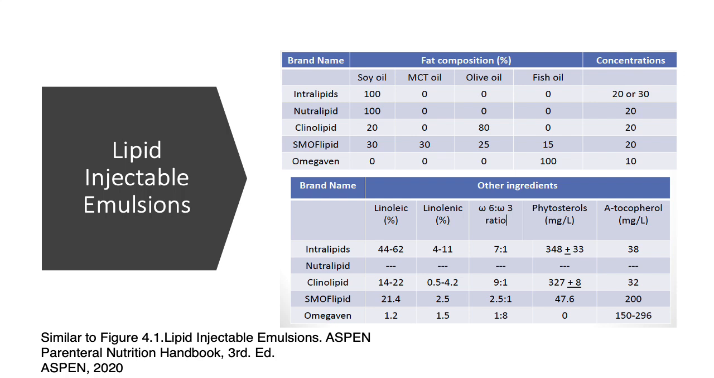Clinolipid is a lipid emulsion that contains a mixture of refined olive oil and refined soybean oil. The omega-3 to omega-6 fatty acid ratio in Clinolipid has not been shown to improve clinical outcomes compared to other lipid emulsion products. Note that phytosterols, which are higher in Intralipid and Clinolipid, can contribute to intestinal failure associated with liver disease.